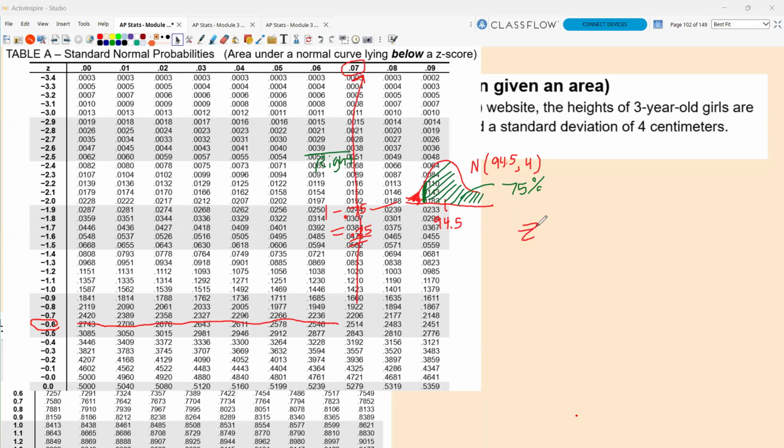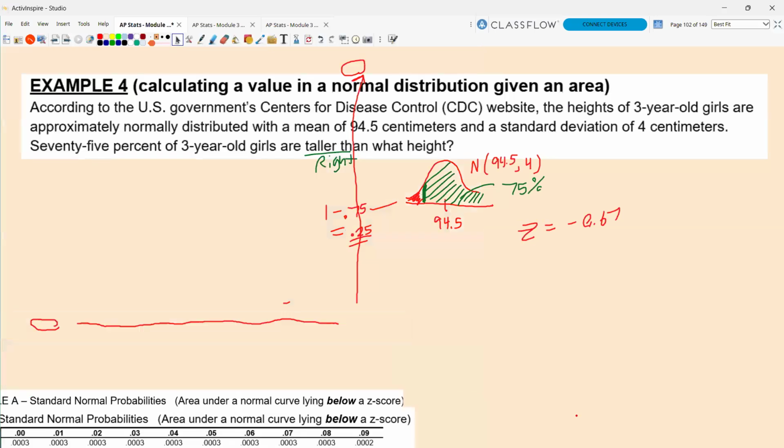So your z-score is going to be negative 0.67. So now we can work backwards to figure out the value. Remember, the z-score is going to be value minus mean divided by the standard deviation. So now that we have the mean and the standard deviation and the z-score, we can actually find the value.